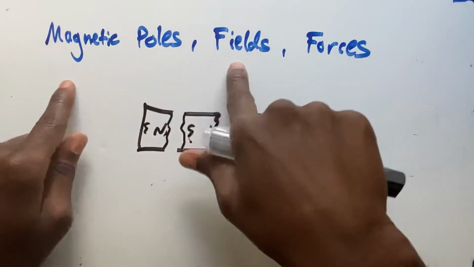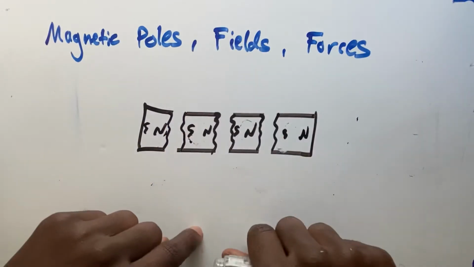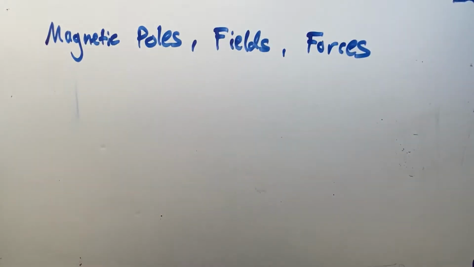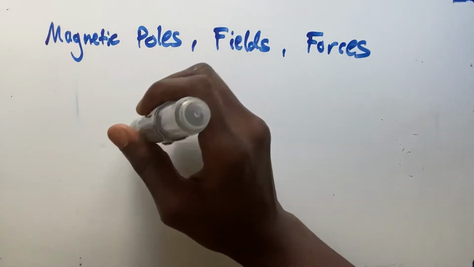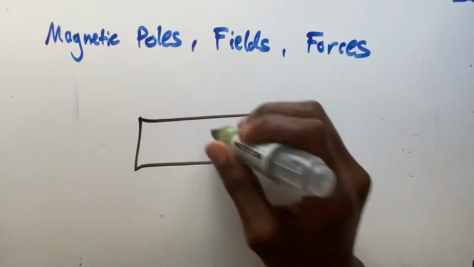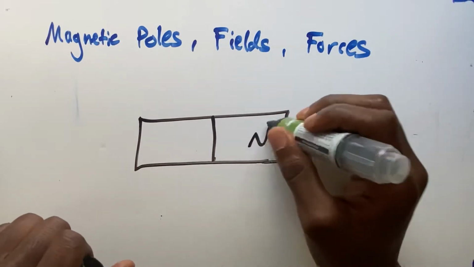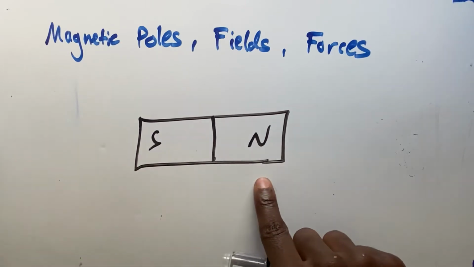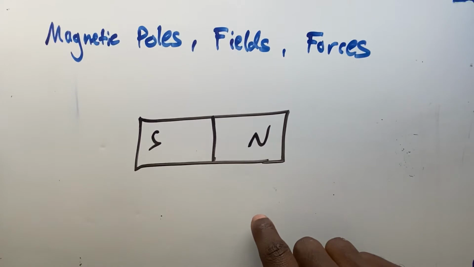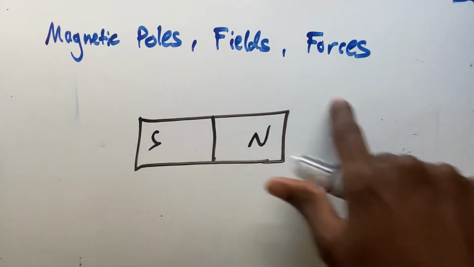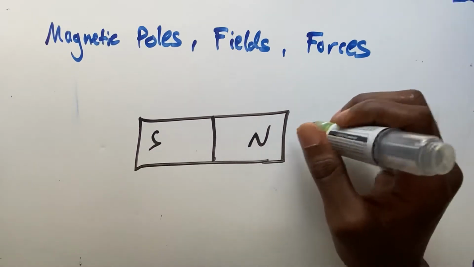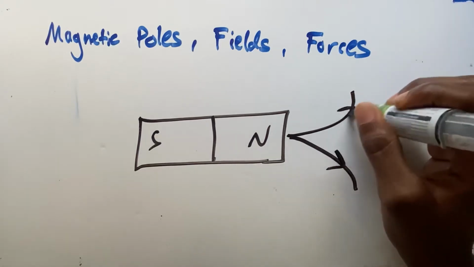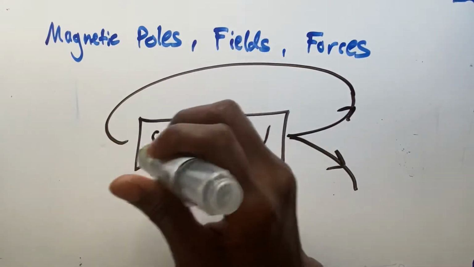So now let me draw how the field would look for a magnetic pole. Let me use a different color. So let's say again, we got our bar magnet. This is what's called a bar magnet. So the magnetic field is going to come out of the North Pole, all right, and then circle back around and go into the South Pole.